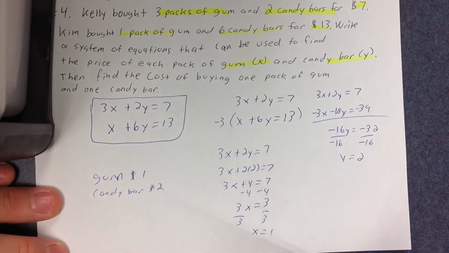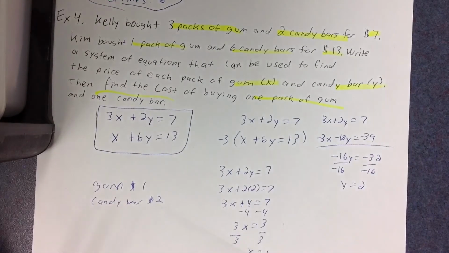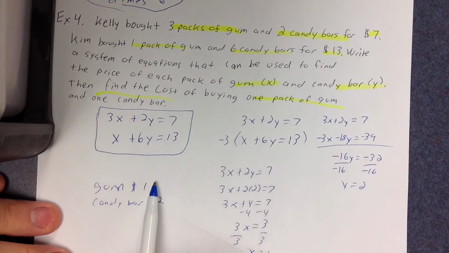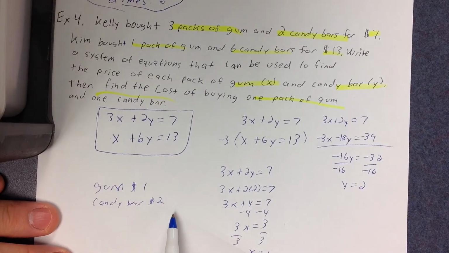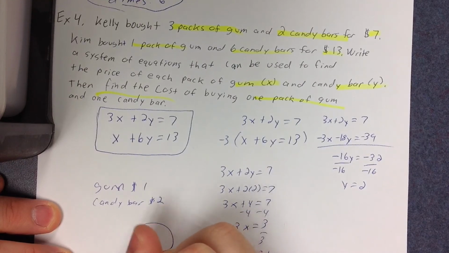Now on these you got to make sure you read what they want. It says find the cost of buying 1 pack of gum and 1 candy bar. So that means if I bought 1 of each, then I would take the price of a gum plus the price of a candy bar, which is 1 plus 2. So my cost of buying 1 each would be $3.